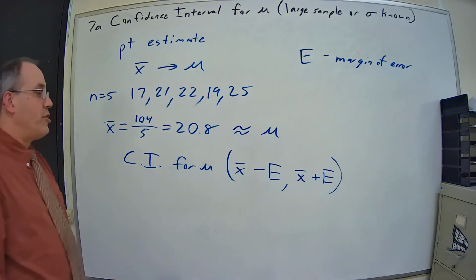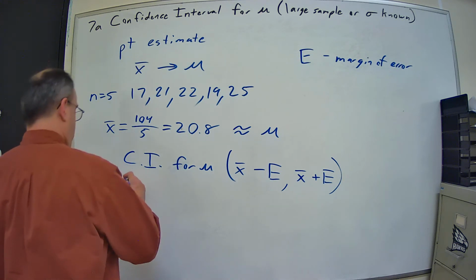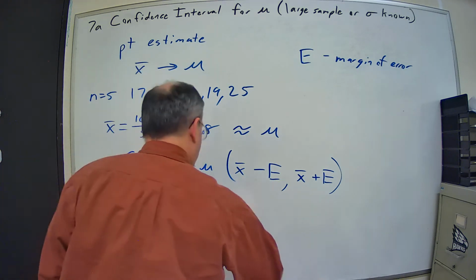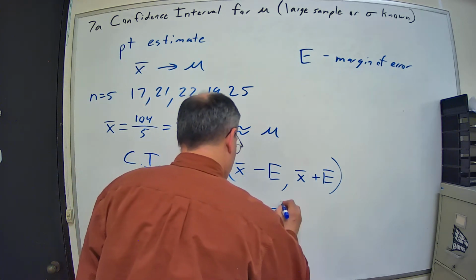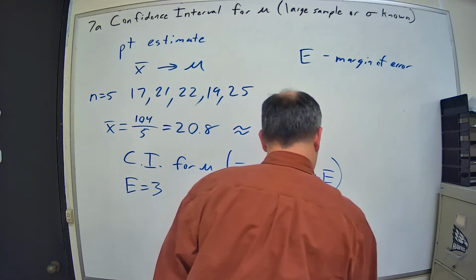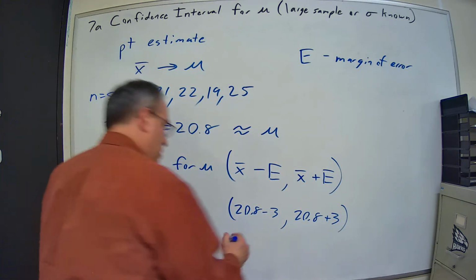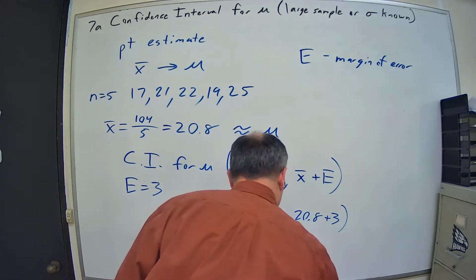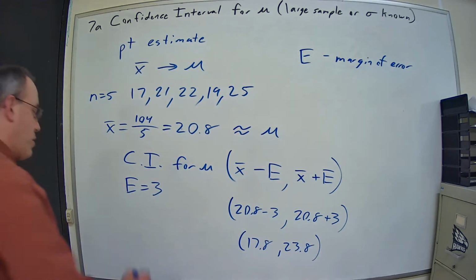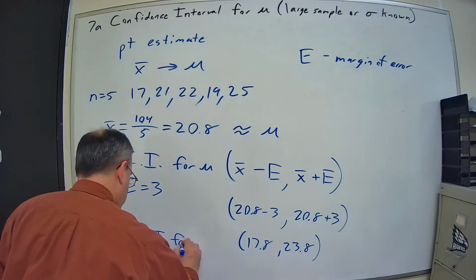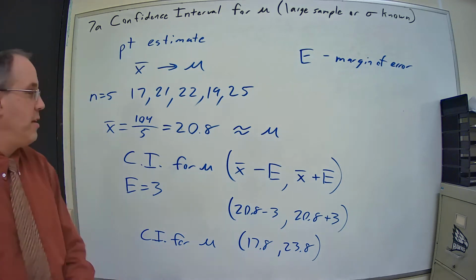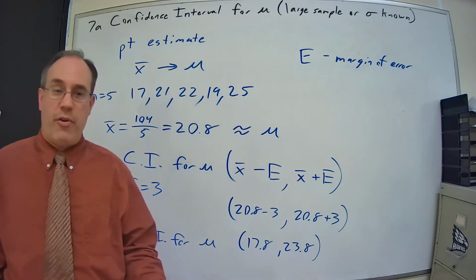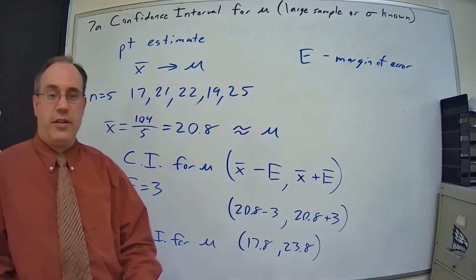So if we said in this case that E was equal to 3, then our confidence interval for mu would be 20.8 minus 3 to 20.8 plus 3, so that's 17.8 to 23.8. And that would be our confidence interval for our population mean. So we start with a point estimate, and then we add and subtract some margin of error to give us a confidence interval.